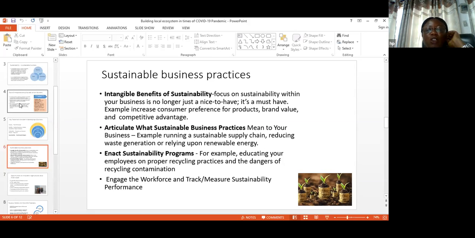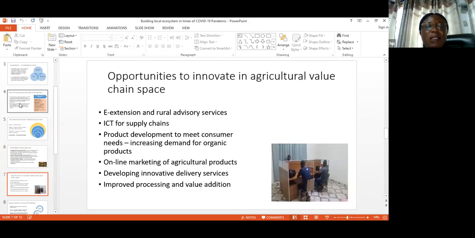You enact sustainability programs. For example, you're educating your employees on what sustainability means and what is it that you can enlighten people on. For example, recycling waste products to make sure that your business becomes environmentally friendly. So you engage the workforce and you also put in the commitment to trace sustainability. It should be part of the performance indicators that you'll be tracking as a business person.